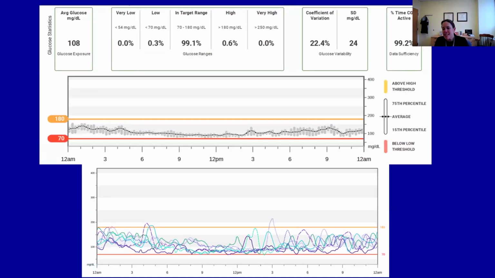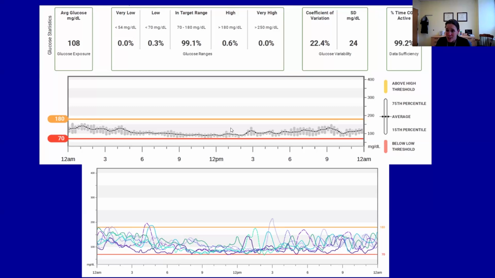And so we did CGM for this patient, and this is what his report looked like, which is kind of amazing. So average glucose 108, 99.1% time in target range, 0.6% time above 180. And when we look, we can see that this patient is having some glycemic excursions, but they weren't really bad at all. And certainly no room in here where we would be able to safely start insulin without causing potential hypoglycemia.